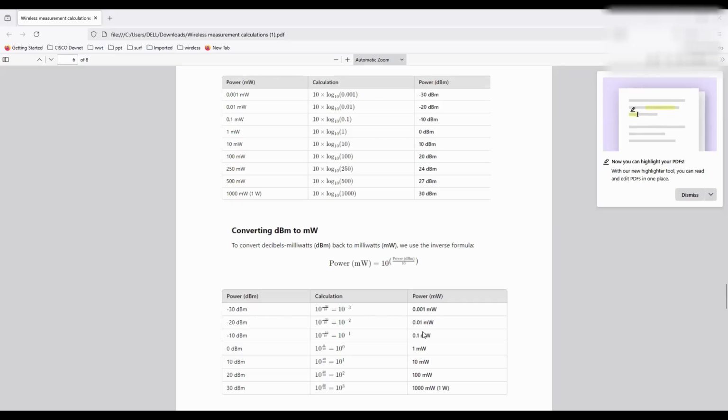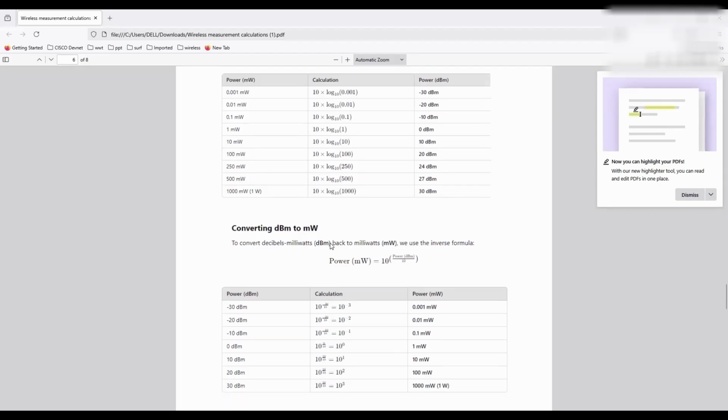Minus 20 dBm, minus 20 divided by 10, comes to 0.01 milliwatt. So this is not that hard to remember. It is 10 to the power of the dBm value divided by 10. You put in a dBm value and you get a milliwatt value. Minus 10 dB is 0.1 milliwatt, 10 to the power of minus 1. Minus 2 is dot 0, 1. Minus 3 is dot 0, 0, 1. If you understand it that way, it is very easy.